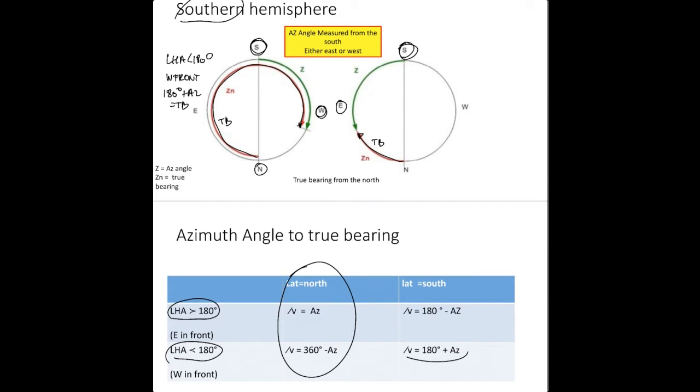That's what's mentioned here. And on the other side, when the azimuth angle is measured over the east, this means the east is in the front and that our LHA is bigger than 180 degrees. So then our true bearing, we can also do it like this. It equals 180 degrees minus the azimuth. And that is what can be found here.